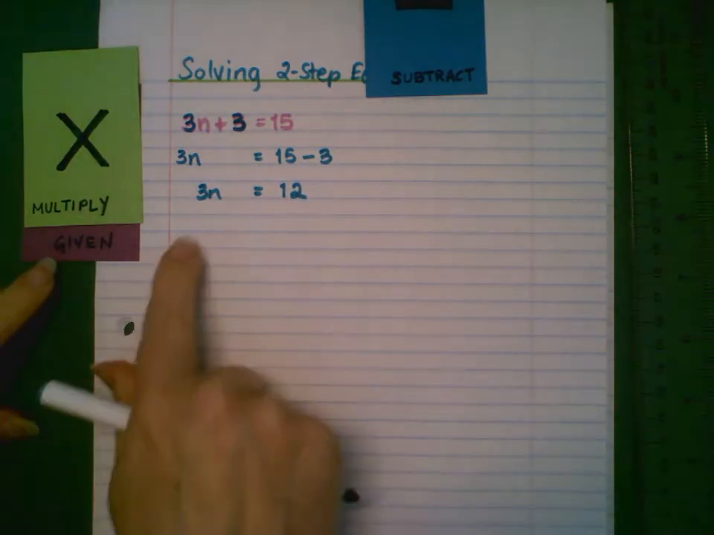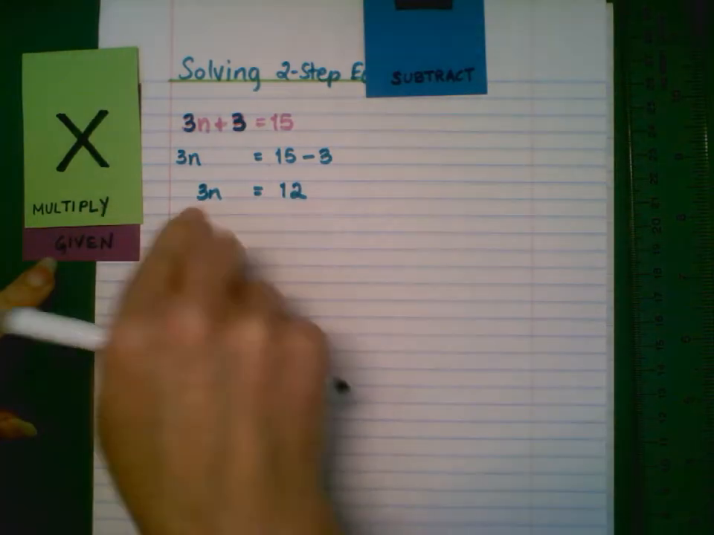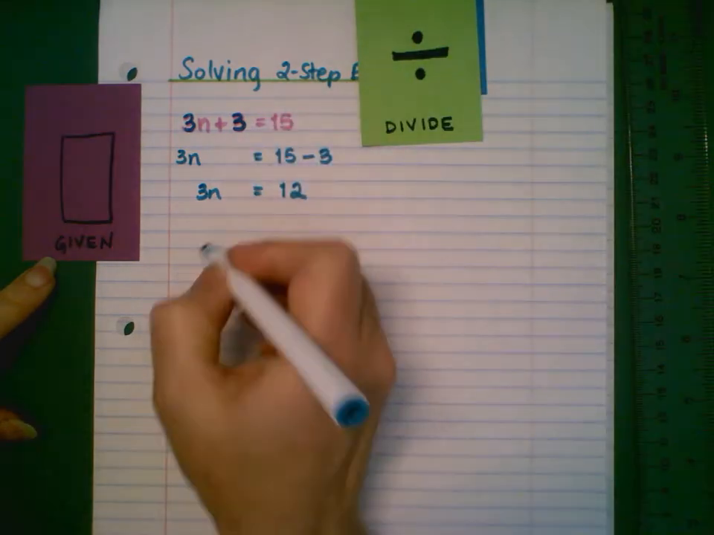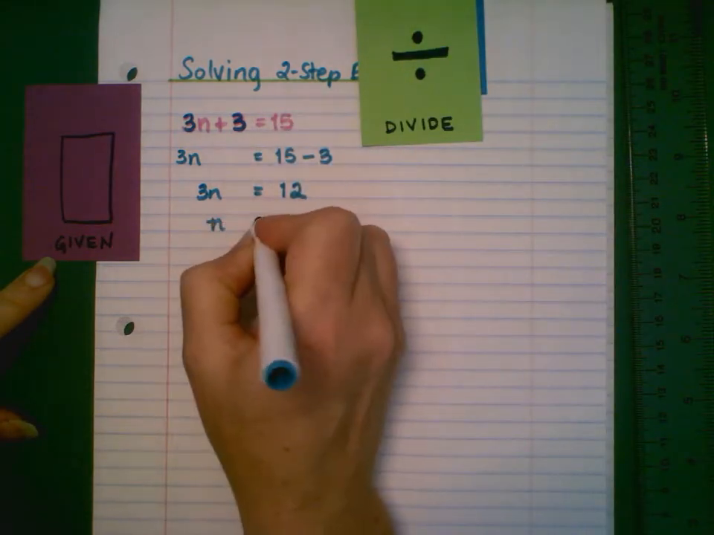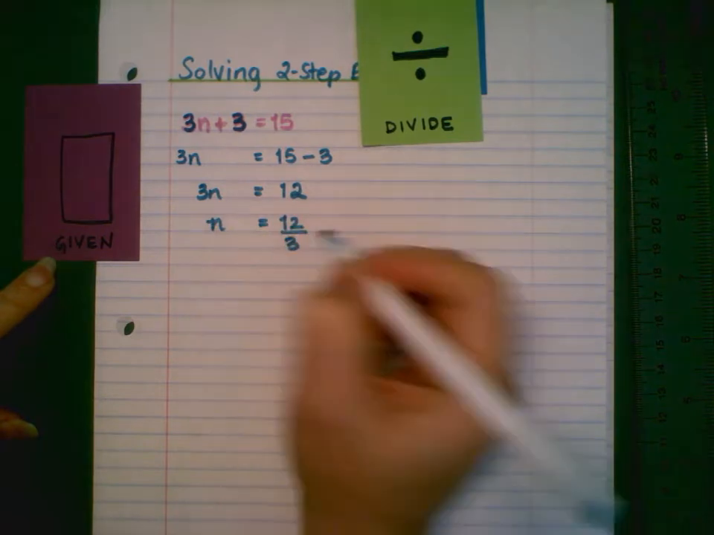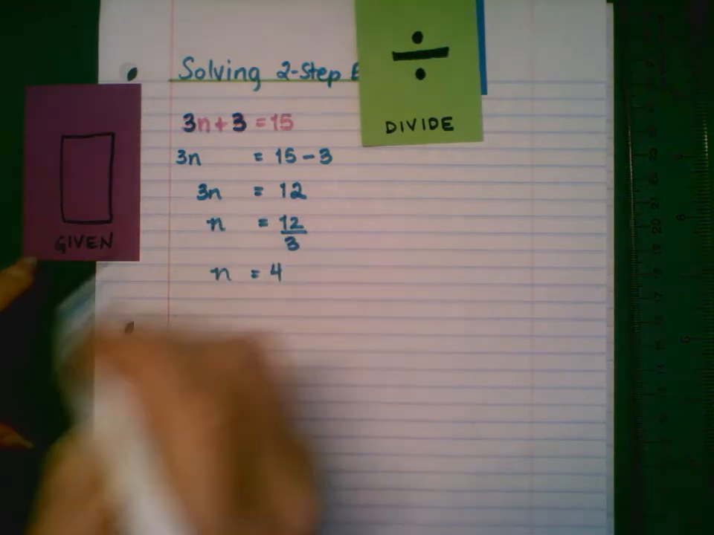And now at this point, I have an unknown that's been multiplied by 3. To get rid of that multiplication by 3, I'm going to divide. And I'm left with n equals 4.